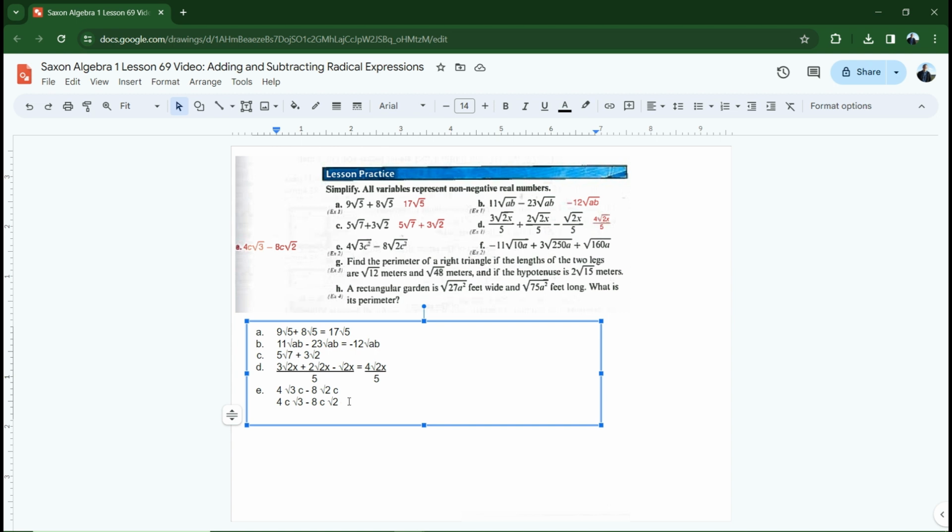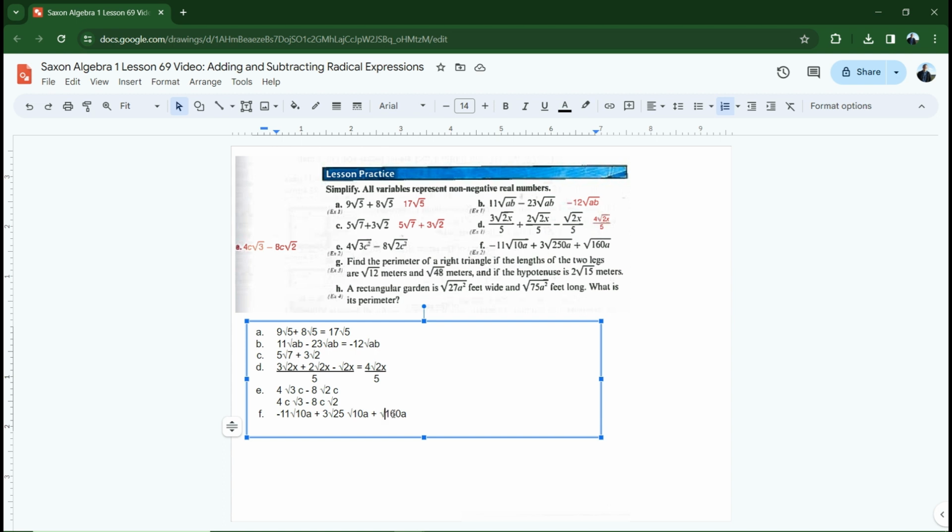All right, letter F. In letter F, we have negative 11 times the square root of 10a plus 3 times the square root of 250a plus the square root of 160a. Now, I'm looking at these and I'm realizing there's going to be some simplification that happens here. 250 is the same as 25 times 10. So I'm going to change this to 25 times 10, okay? And remember, because it's under a radical, it's going to be the square root of 25 times the square root of 10 times the square root of a. I'm just going to leave the square root of 10a together.